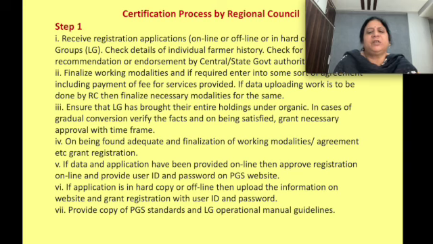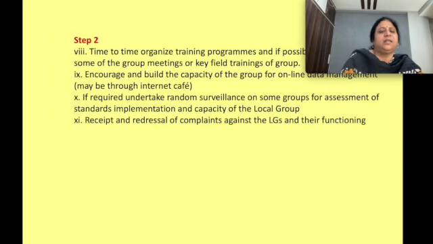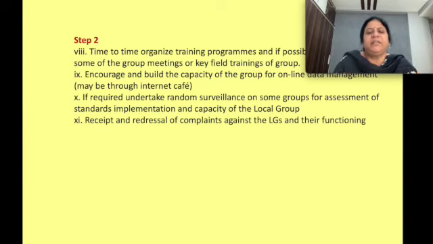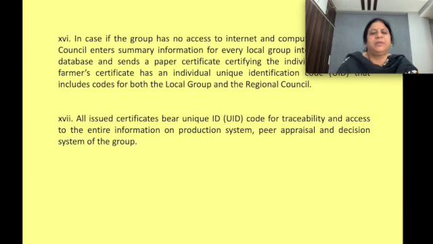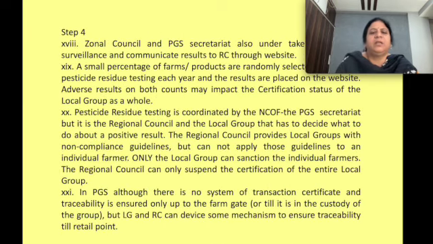Certification process by regional council. The regional council checks all the online and hard copies submitted by the local groups, reviews and issues the certificate. If it is not meeting the requirements, it gives capacity building program suggestions. For the regional council to issue a certificate, the entire data must be perfect. Then only it can take the decision. All issued certificates bear a unique ID code for traceability, and access to the entire information on production system, peer appraisal, and decision.